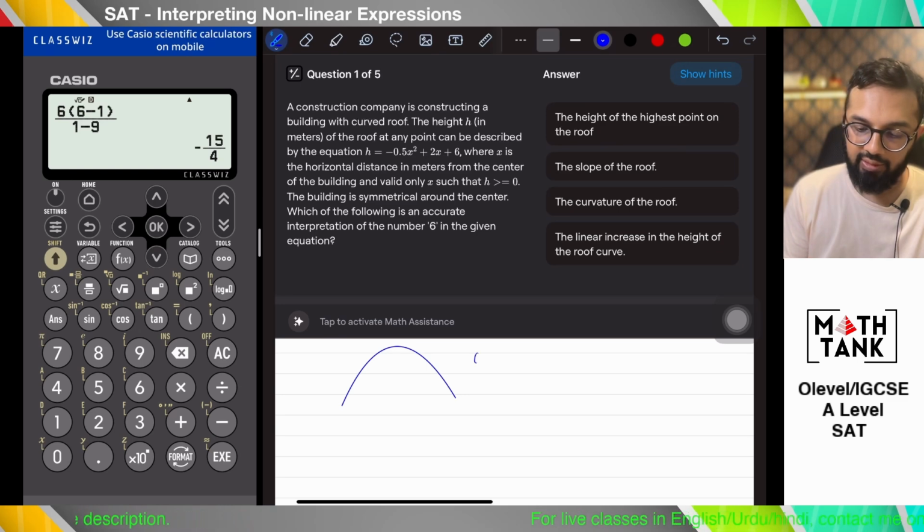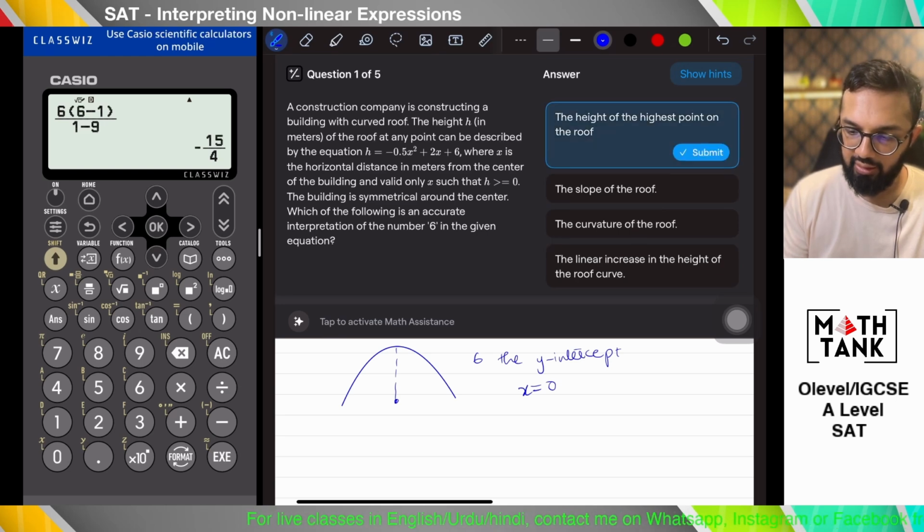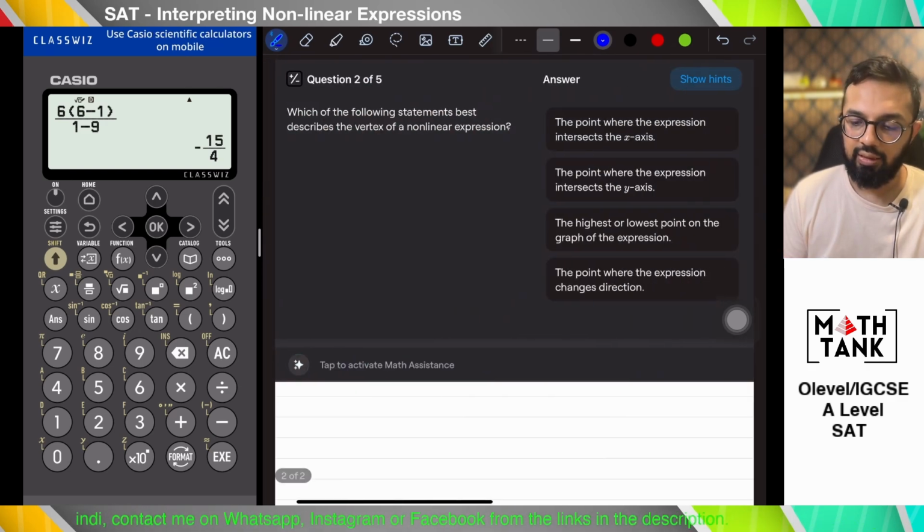So 6 is basically the y-intercept. Okay, so when the distance x is 0, x is the distance from the center of the building. So when x equals 0, the height of the building is 6. Okay, so the center must be the highest point. So the height of the highest point, because it's symmetrical as well. Yeah. That's the correct answer.